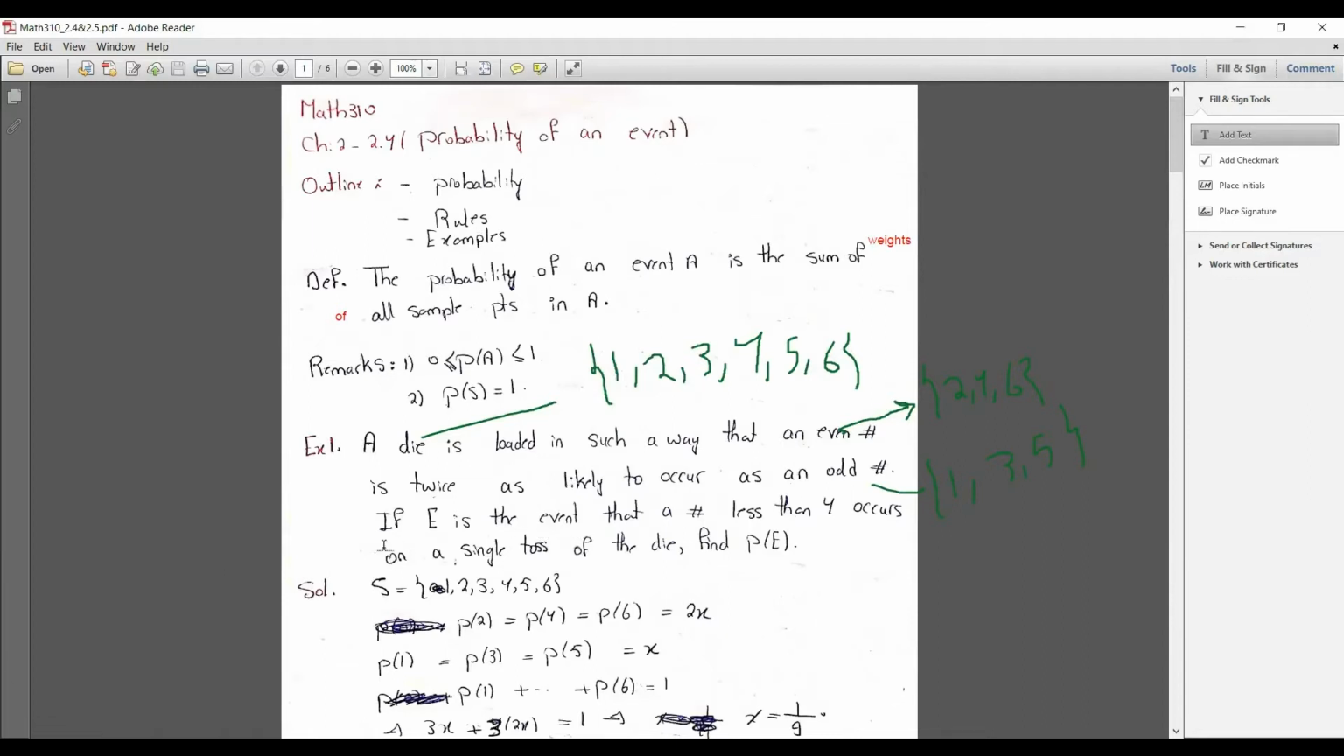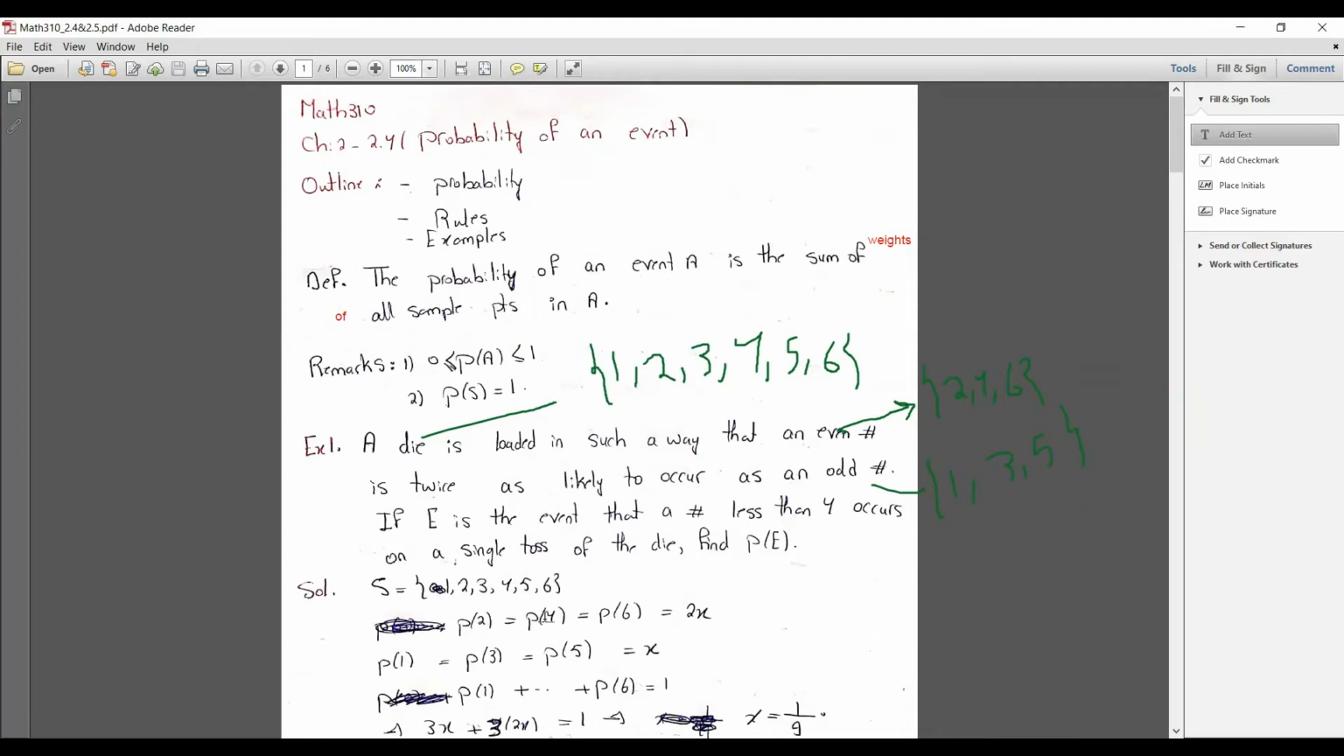Let's continue. We are saying here that E is the event that a number less than 4 occurs. Less than 4 means that it can be 1, 2, 3. We need to find P of E. Okay, guys. We know that our sample space is 1, 2, 3, 4, 5, 6. We just wrote it here in green.